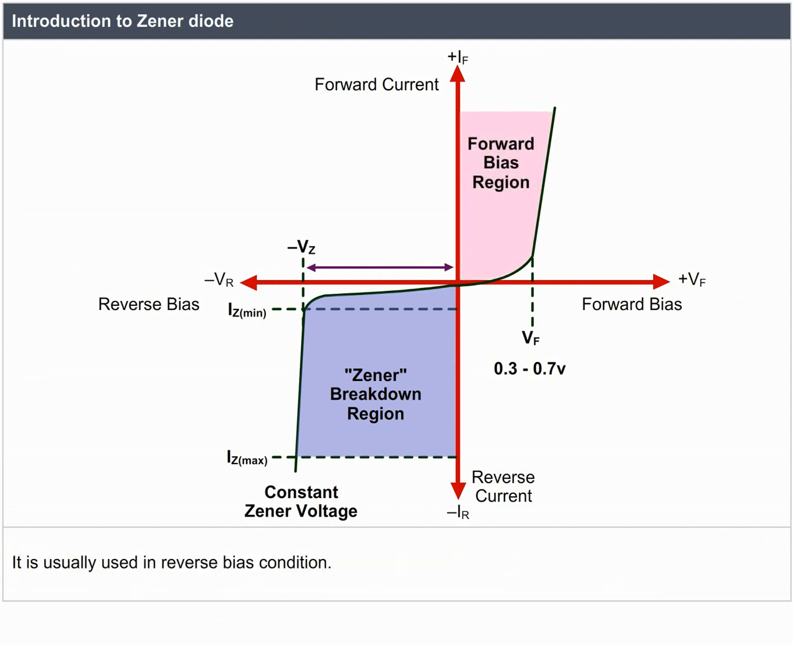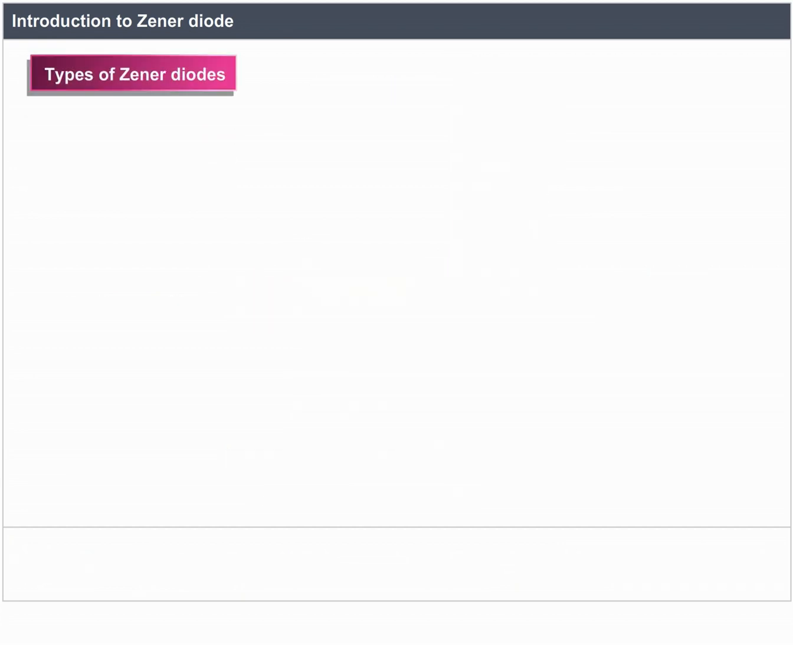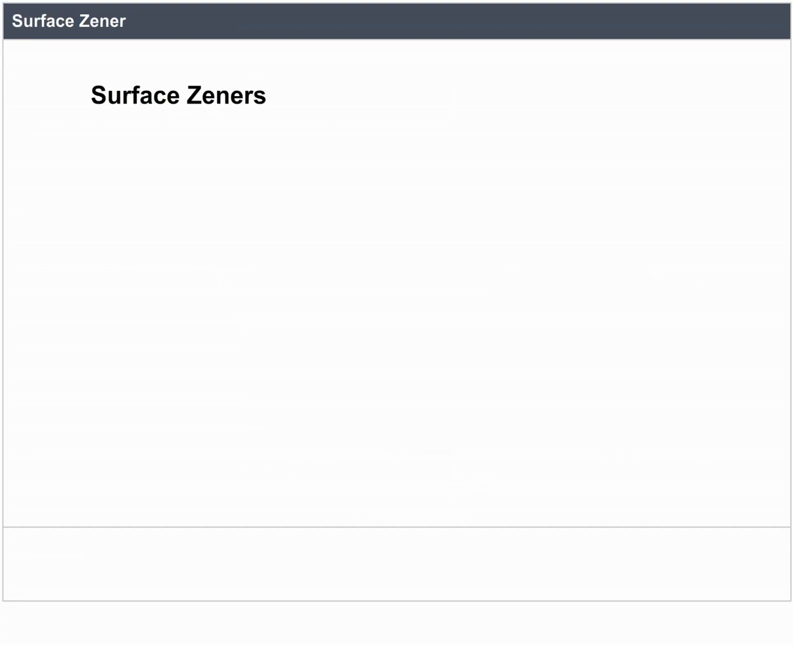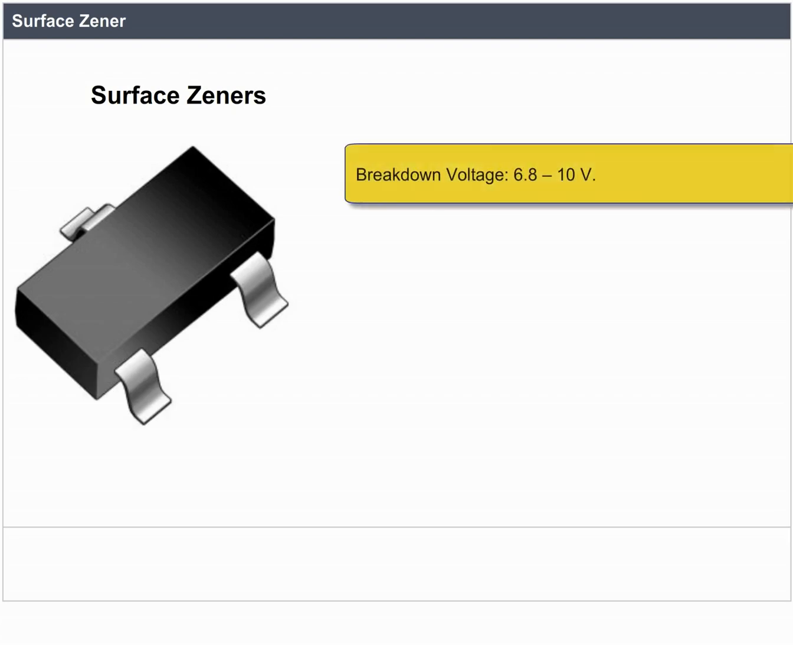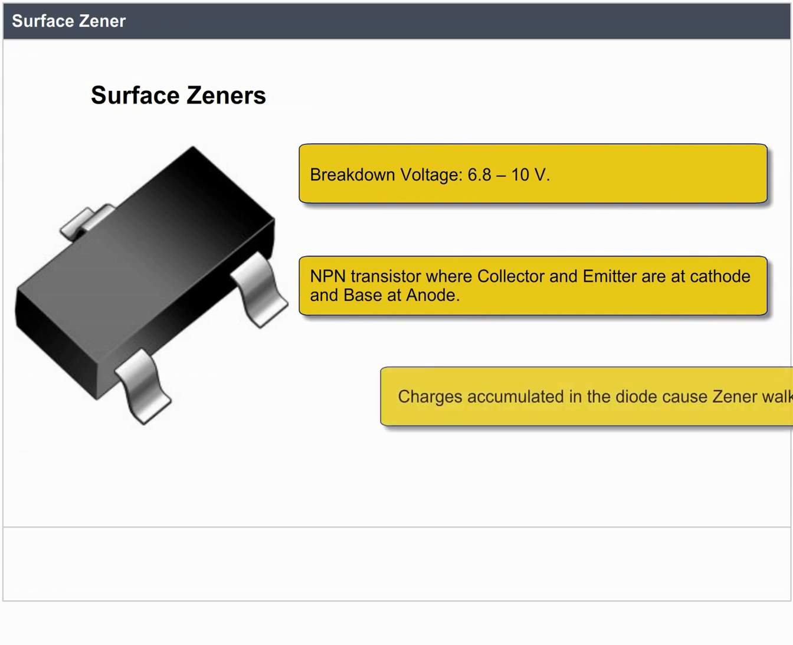Types of Zener diodes. Based on the breakdown voltage, Zener diodes can be classified into two types: surface Zener and subsurface Zener. Surface Zeners. Breakdown voltage 6.8 to 10 volts. NPN transistor, where collector and emitter are at cathode and base at anode. Charges accumulated in the diode cause Zener walkout.